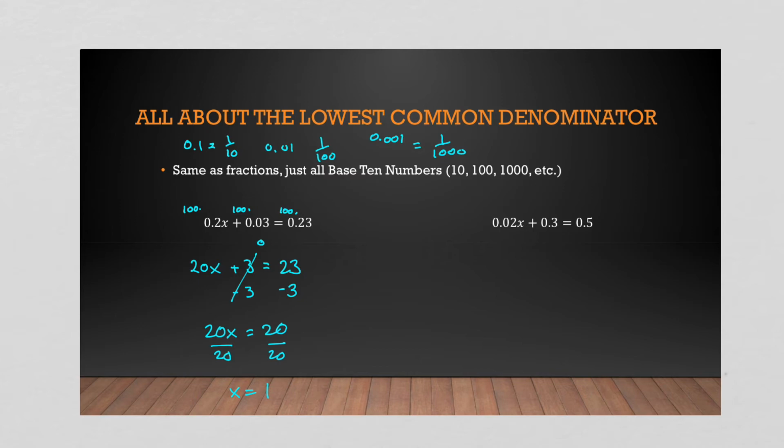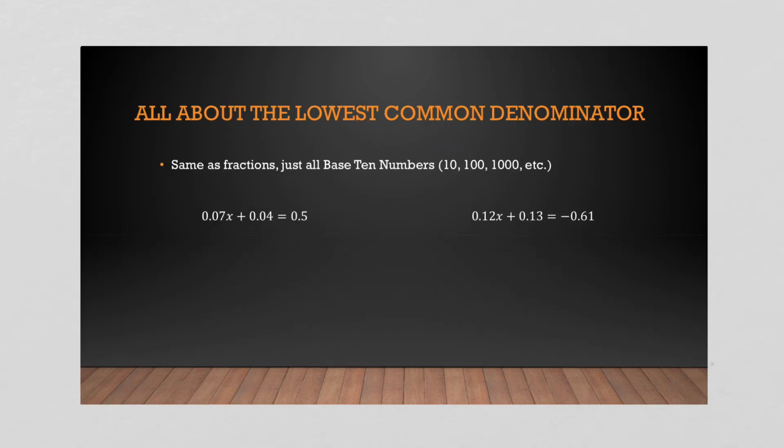We got hundreds, tens, and tens. So again, we got to multiply by 100, multiply by 100, multiply by 100. And now you get 2x plus 30 equals 50. And then minus 30 on both sides. 2x equals 20, divide both sides by 2, x equals 10. So identify what you need to multiply by, and then it's game on.